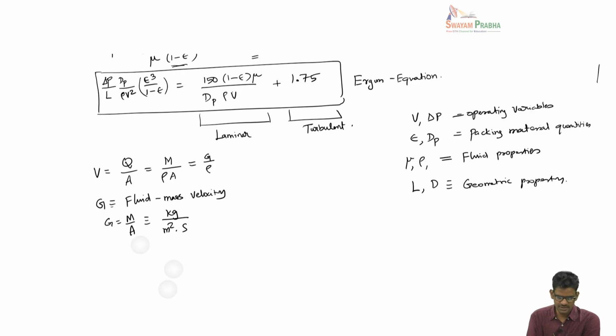So the superficial velocity is essentially the mass velocity divided by density. Now let us go back to this Ergun equation and replace the velocity here and here, because only those two terms involve the superficial velocity, and write this in terms of the mass velocity.